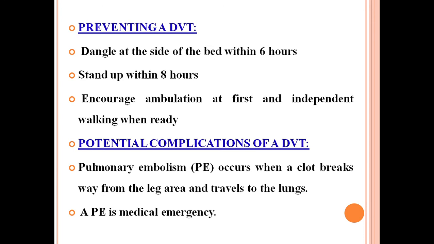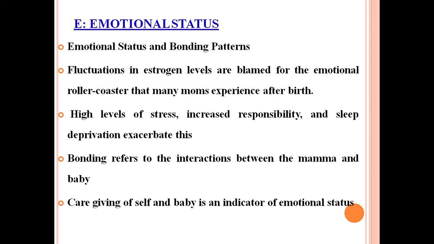Preventing a DVT: dangle at the side of the bed within 6 hours, stand up within 8 hours, encourage ambulation at first, and independent walking when ready. A potential complication of DVT, pulmonary embolism, occurs when a clot breaks away from the leg area and travels to the lungs. Pulmonary embolism is a medical emergency. And E is for emotional status and bonding patterns.